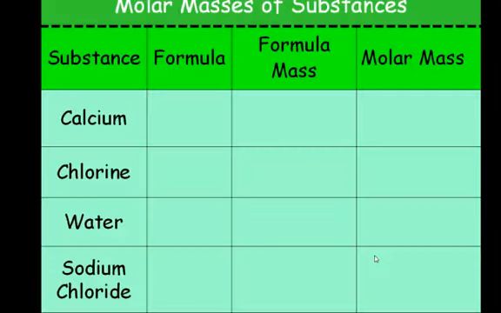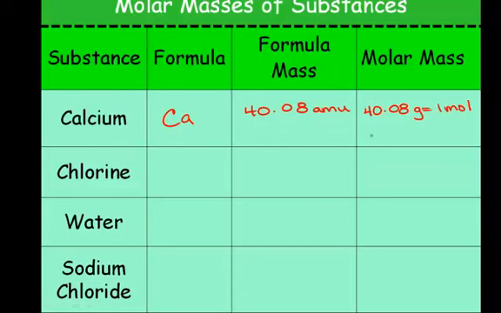So let's take a look. Calcium. The formula of the calcium atom is Ca. The formula mass of calcium, if we look up on our periodic table, is 40.08 AMU. This means that the molar mass, the mass of 1 mole of calcium, is 40.08 grams equals 1 mole. We can also write that as 40.08 grams per mole.